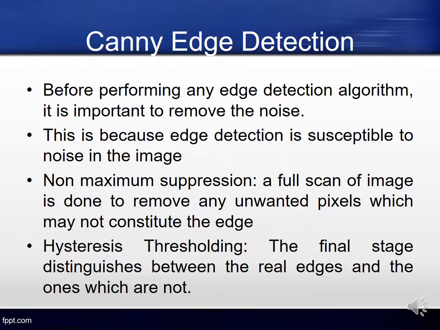Canny detection has two key features. The first feature is non-maximum suppression. A full scan of the image is done to remove any unwanted pixels which may not constitute the edge. The second feature is hysteresis thresholding. This is the final stage which distinguishes between the real edges and the ones which are not.